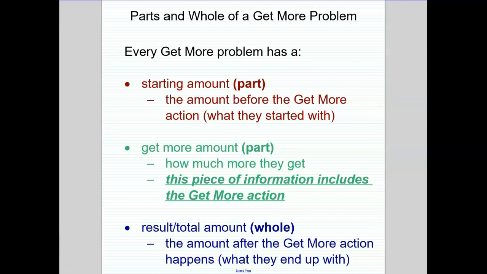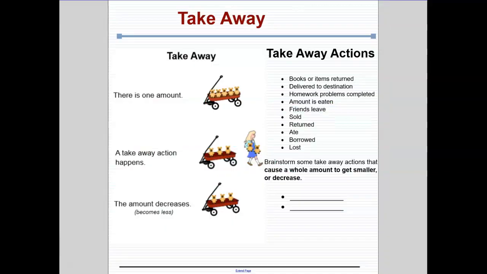Then there's the result amount or the total amount, the amount that there is after the get more action happens, what the group or person ends up with after they get more of something. Pause and see if you can remember the three parts of a get more problem and even see if you can write a get more problem in your head, a way that you got more of something. Oh my goodness, okay. Let's go to the next one.